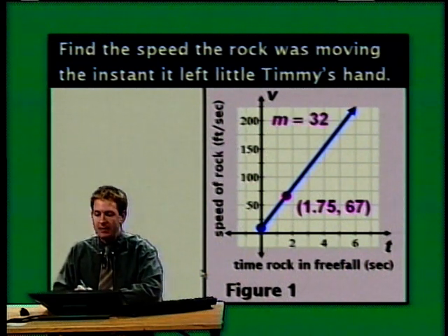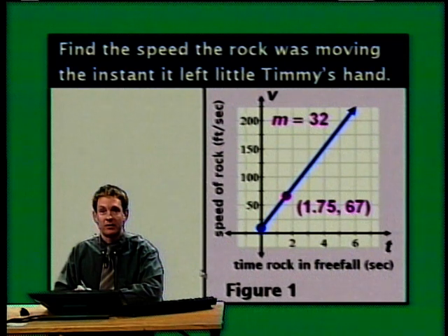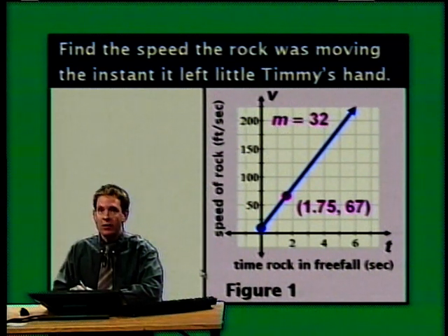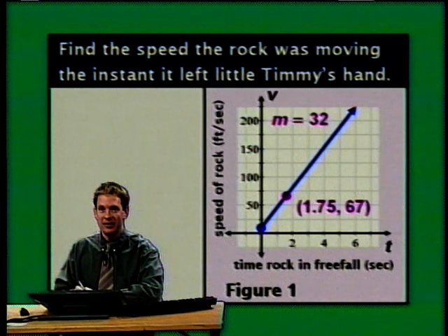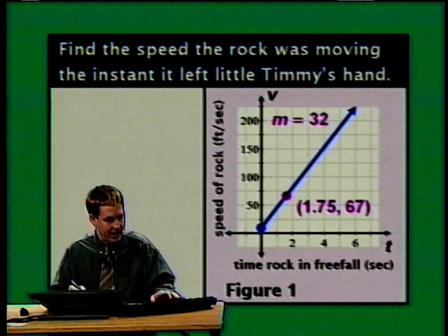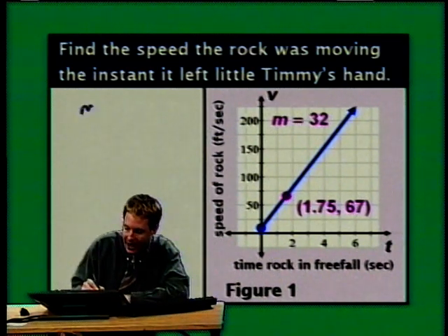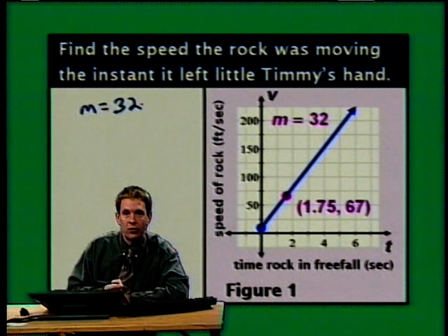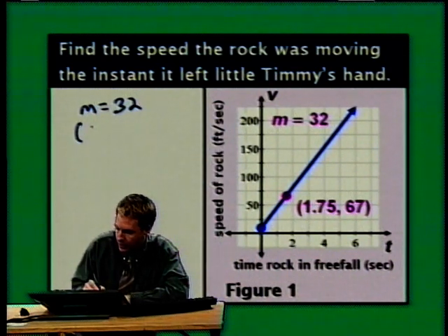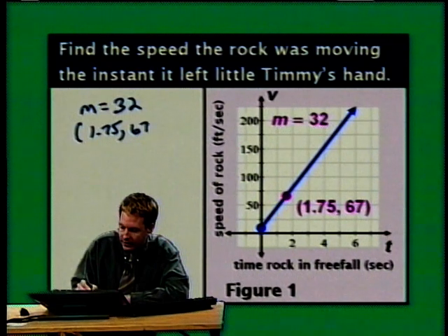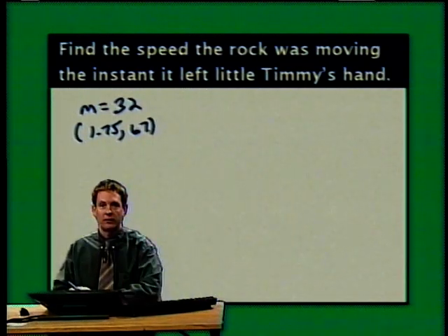If we want to find the speed the rock was moving the instant it left little Timmy's hand, I think a good plan would be to find an equation that describes this line, because t equals 0 is the instant the rock left Timmy's hand, so the vertical intercept, which we can read right off our equation, will be the answer to the question. So let's go ahead and copy down the pertinent data from the graph. The pertinent data is the fact that the numeric value of the slope is 32 and that the line passes through the point (1.75, 67). And let's give ourselves some room to work.